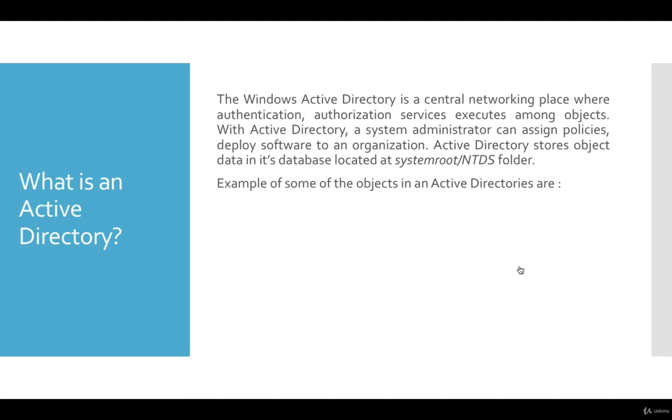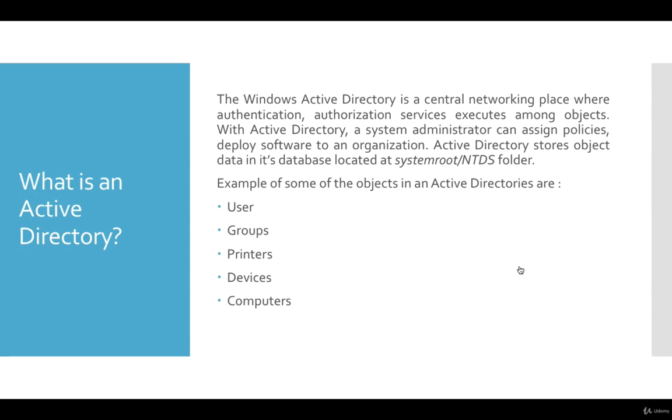Active Directory stores object data in its database, which is located at the system root entities folder. Some of the Active Directory objects are user objects, group objects, printer objects, device objects, computer objects, and many more. These objects are stored in Active Directory in a hierarchical fashion. At the structural level, you can find two types of objects. One is container and another is non-container.